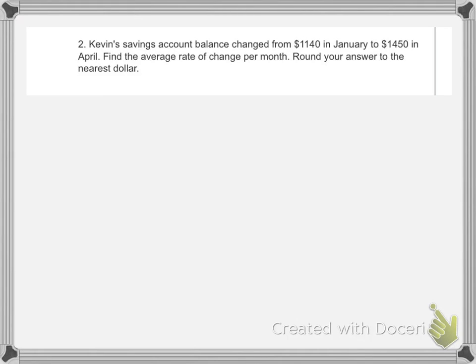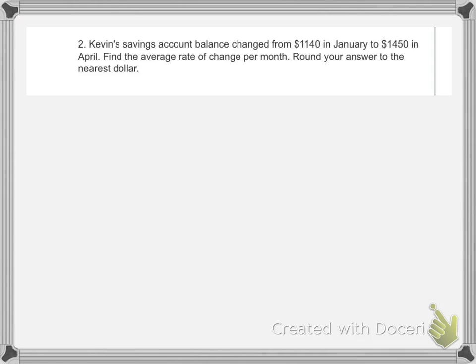So next is a word problem example for average rate of change. You're also going to see this on your quiz. Kevin's savings account balance changed from $1,140 in January to $1,450 in April, and he wants to know the average rate of change per month, rounded to the nearest dollar.